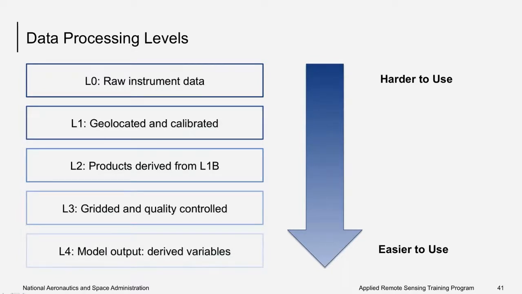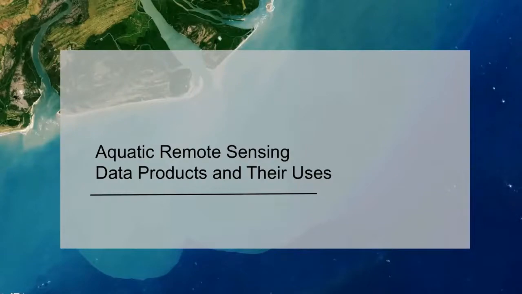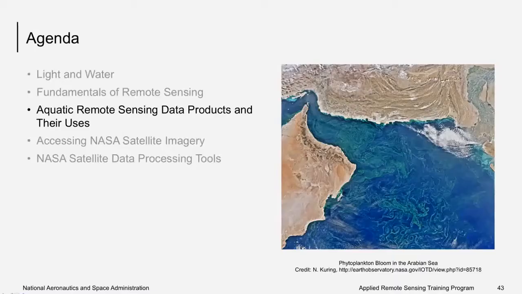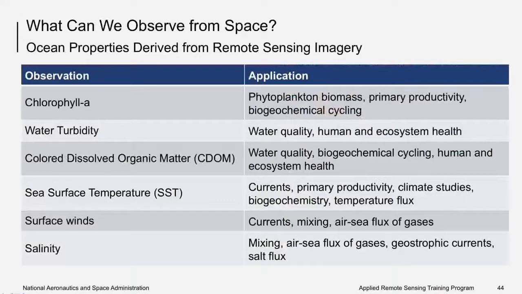So what kind of aquatic data products can a person obtain from satellite imagery? Aquatic remote sensing data products and their uses. Several ocean properties or data products can be derived from satellite remote sensing imagery.